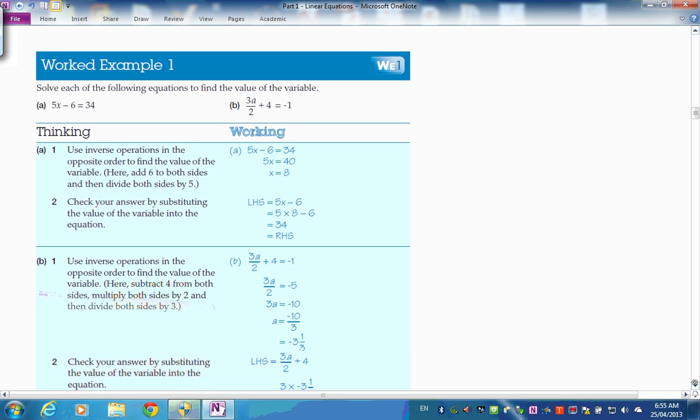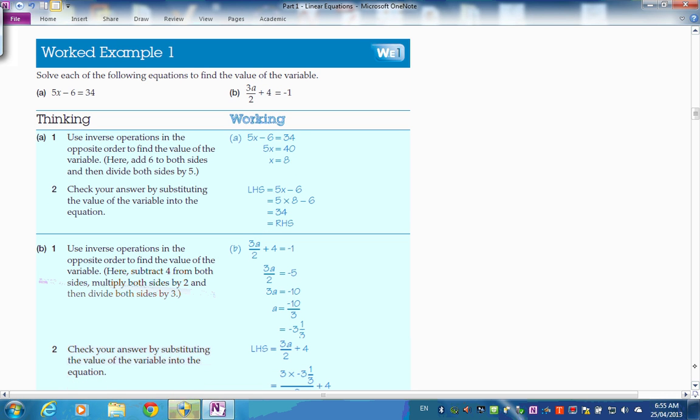Okay, so here we are. We've got our first worked example from Pearson's. Now, I'm dealing with this differently from Pearson's. They put lots of worked examples and then lots of problems. I've split the worked examples away from each of the types of problems. So we're going to do worked example 1 and then the question from Pearson's based on that.